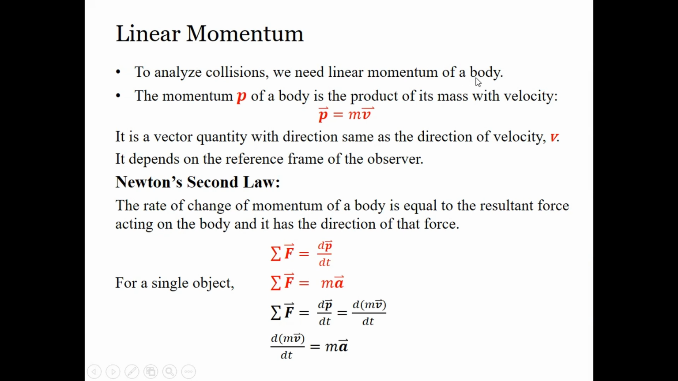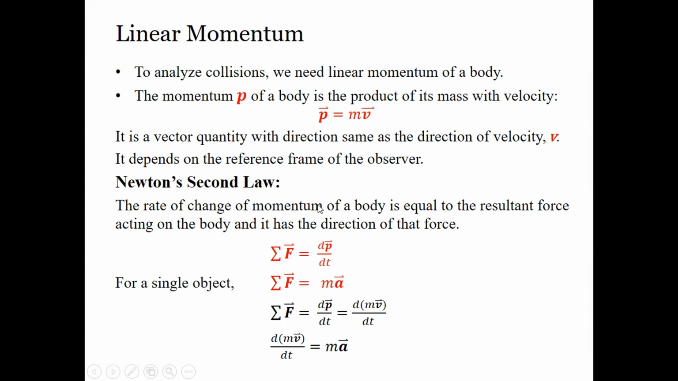For a body, the linear momentum is a vector quantity. It is given by P equal to m times v, where v is a vector quantity, and it has the same direction as that of the velocity. So the linear momentum depends on the frame of reference of the observer.